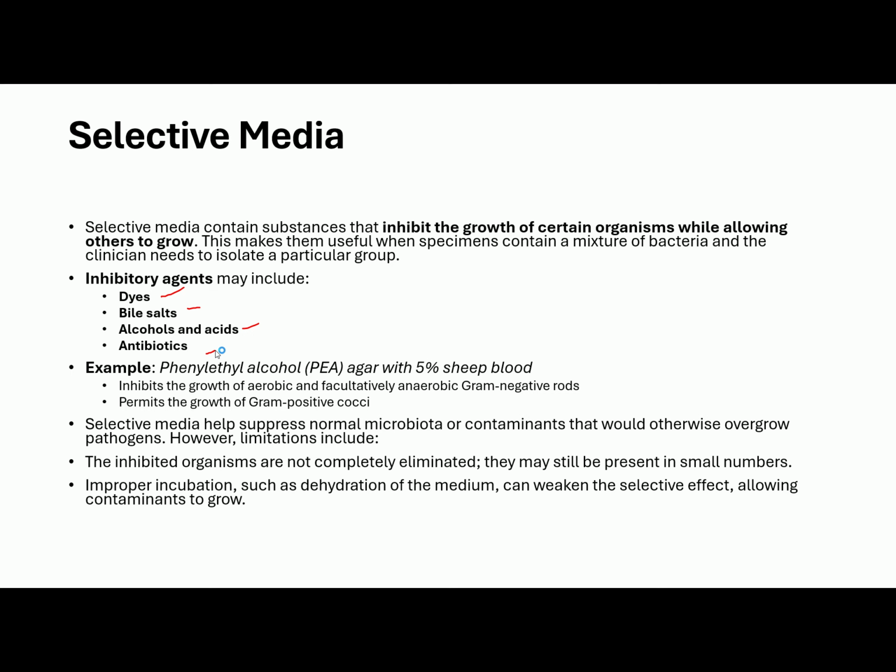The most common example is your phenylethyl alcohol agar with 5% sheep blood. It inhibits the growth of aerobic and facultatively anaerobic gram-negative rods, permits the growth of gram-positive cocci. Now, selective media helps suppress normal microbiota or contaminants that would otherwise overgrow pathogens. However, limitations include that the inhibited organisms are not completely eliminated and they may still be present in small numbers. Improper incubation, such as dehydration of the medium, can weaken the selective effect, allowing contaminants to grow.